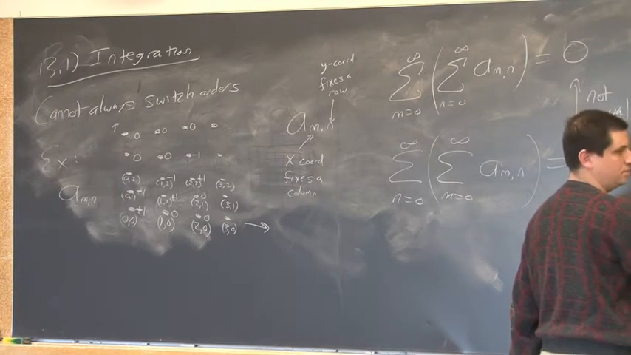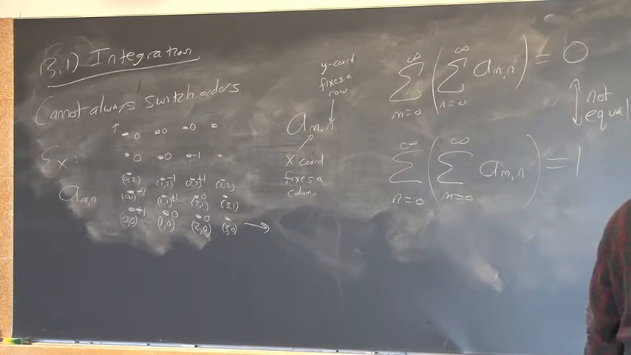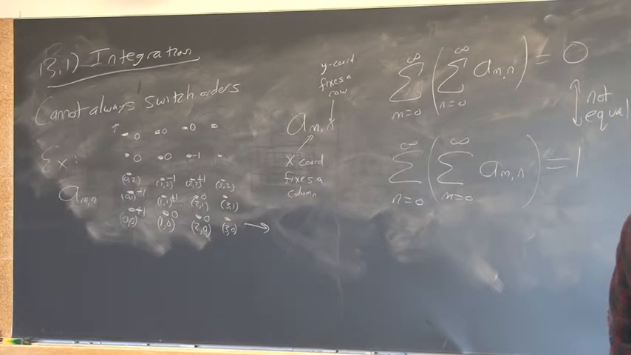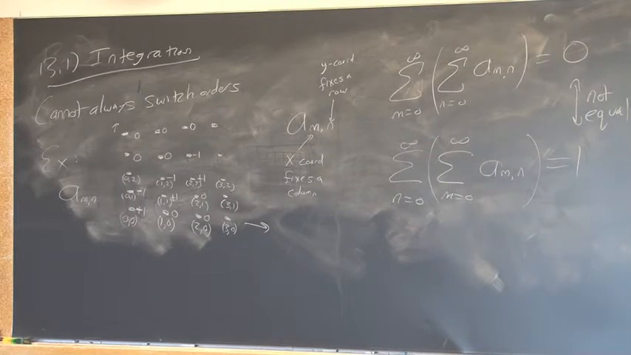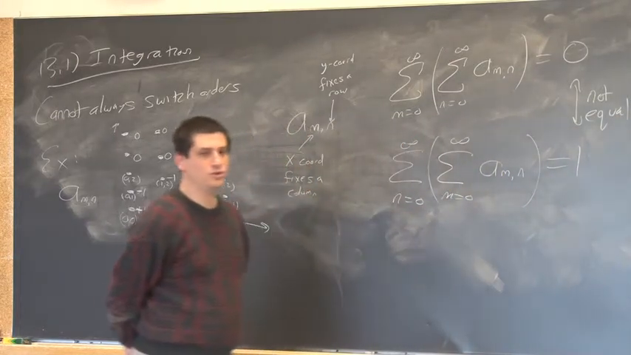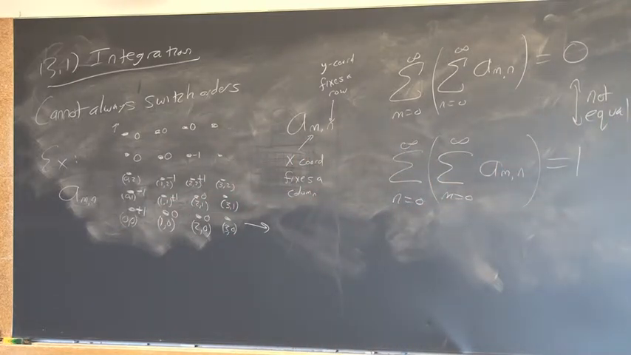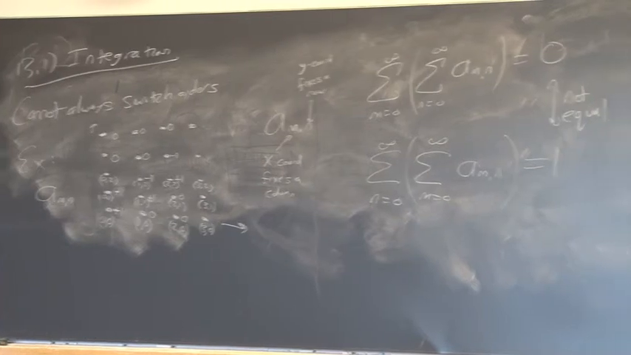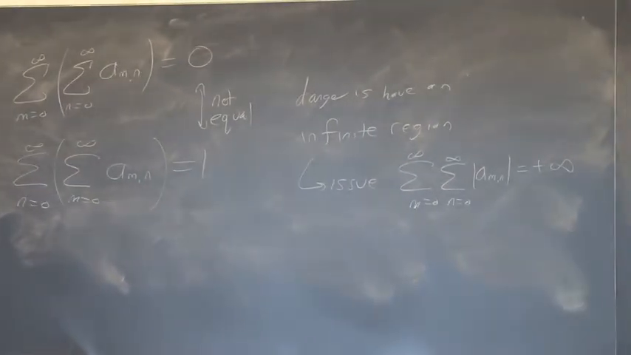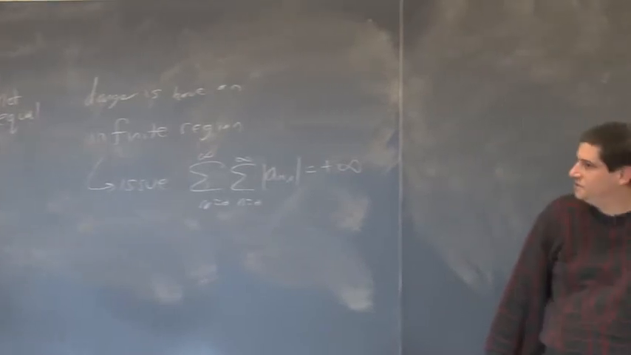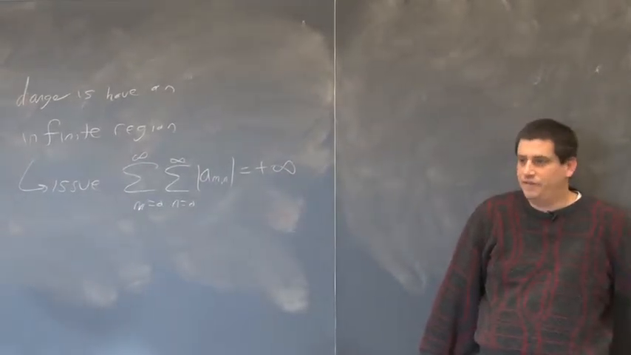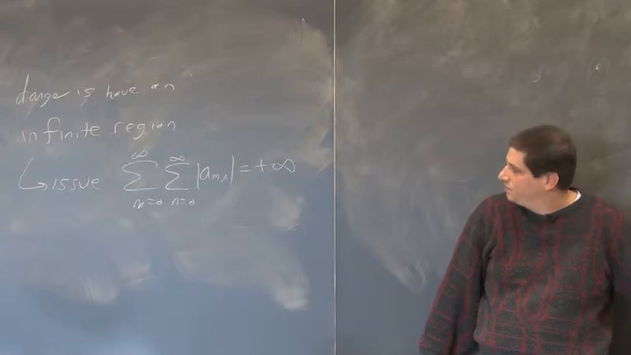And the real issue is that the double sum, m goes from 0 to infinity, n goes from 0 to infinity of a_mn is plus infinity. So you know, in a real analysis course, they would go into greater detail. I want you to be aware that there are dangers when you do integration. You can't always switch the orders of integrals. If your region is finite, if your function is continuous, this is Fubini's theorem. We'll talk more about this later in the semester. But right now, I just want you to be aware that you have to justify switching the orders. If you're integrating over finite rectangles of nice functions, there's no problem.